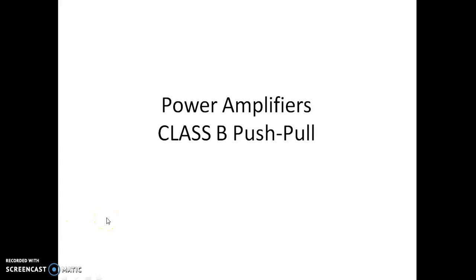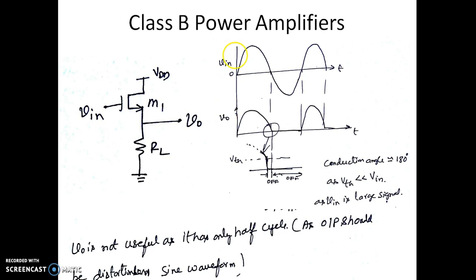In this video, we shall see another type of power amplifier, that is the class B push-pull power amplifier. So this is the circuit diagram of the class B push-pull amplifier. You can see now, M1 is a MOSFET. So this is the load resistor.